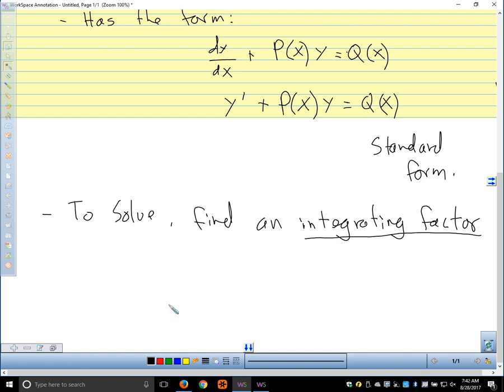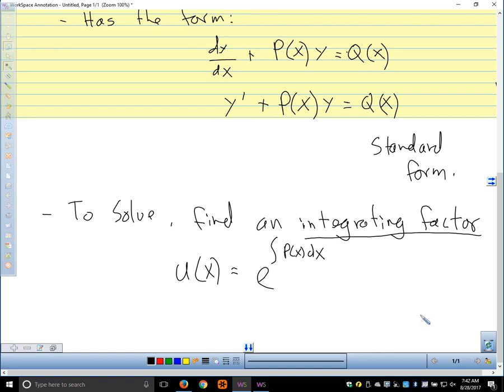Our integrating factor, u of x, is e to the integral of p of x dx. So this is our integrating factor. This p of x is what shows up inside our integral. And then our solution, is everybody good with our integrating factor? Write it in standard form. It needs to be in standard form so we can figure out what p of x is.